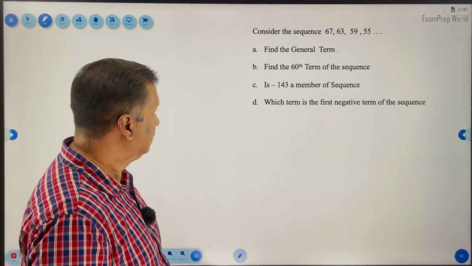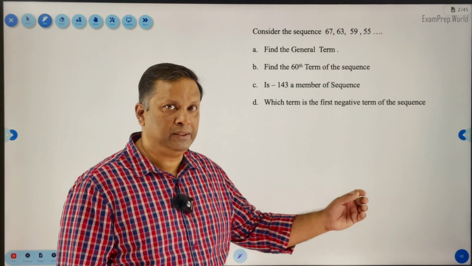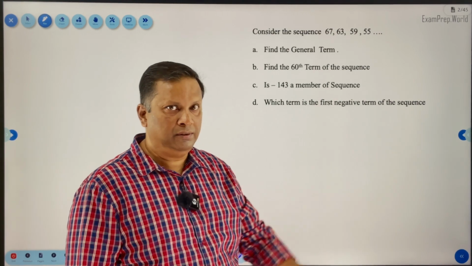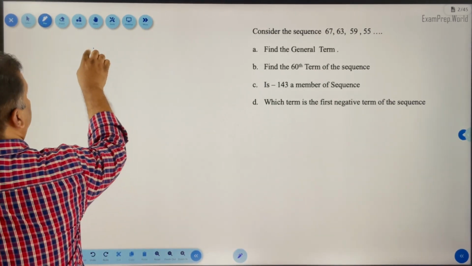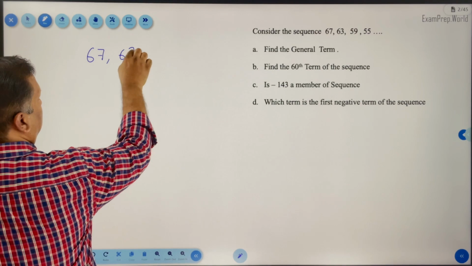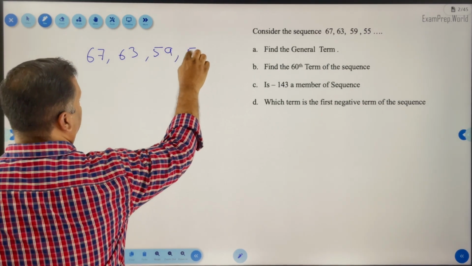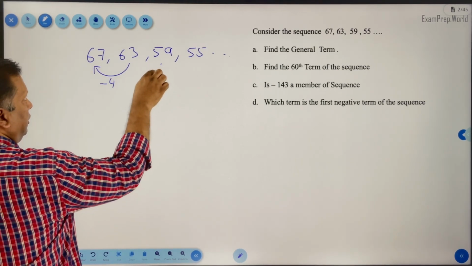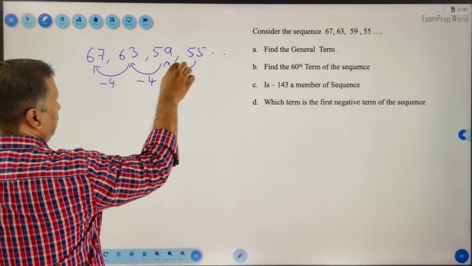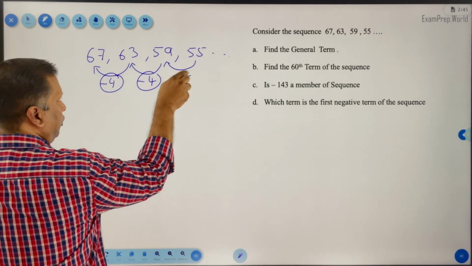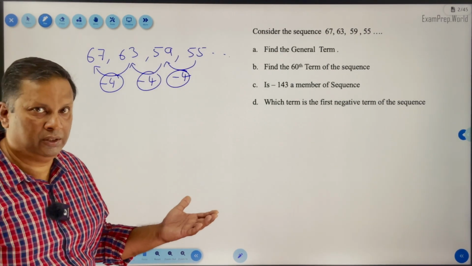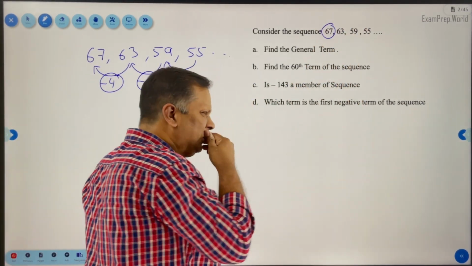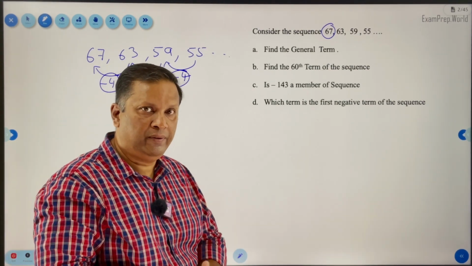We have the first question here. The sequence is 67, 63, 59, 55. The sequence is decreasing, right? Subtract 63 minus 67, we get -4. This is also -4. This is also -4. So this is called the common difference, and it is -4 in this sequence. What is the first term? 67 itself.